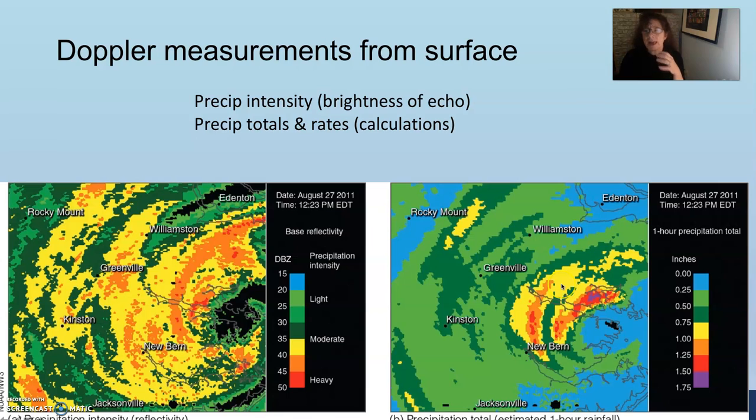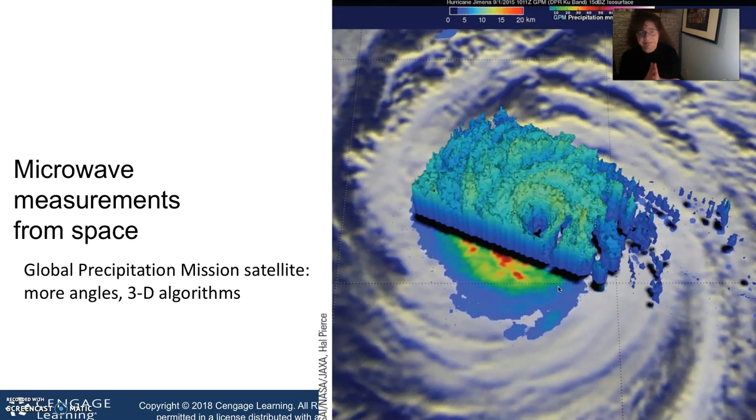And you can also calculate totals and rates, rainfall rate from there. So you can look at the data and visualize it, and you can calculate off the data and visualize that as well. A great career for data visualization. Now, we can even get, from space, Doppler-like measurements. These are microwave beams coming down from space satellites that are reflected back, and they can be moved into 3D angles.